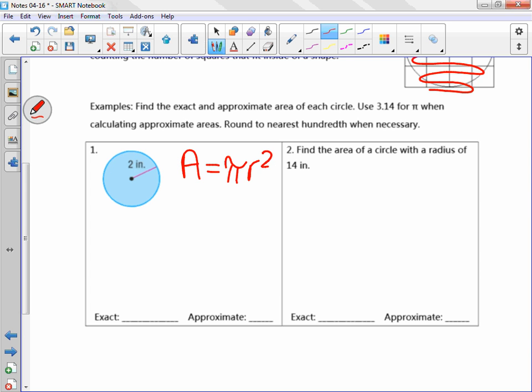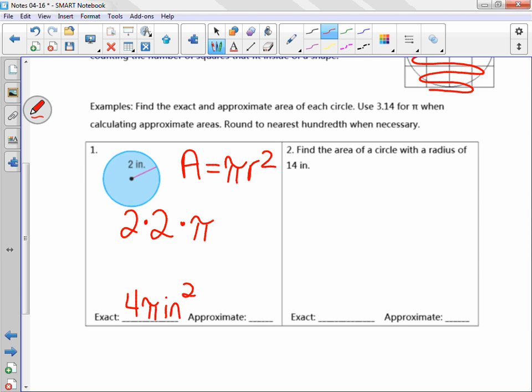pi times radius squared. So we're given the radius is 2 inches. What we're doing here is 2 squared means 2 times 2 times pi. When we're asking for an exact answer, 2 times 2 is 4, and we're just going to put the pi symbol next to it and not actually multiply it out. We put our label, our units, which is inches, and because it's area, we always have to make sure we're putting our answer in terms of second power because area is squared.